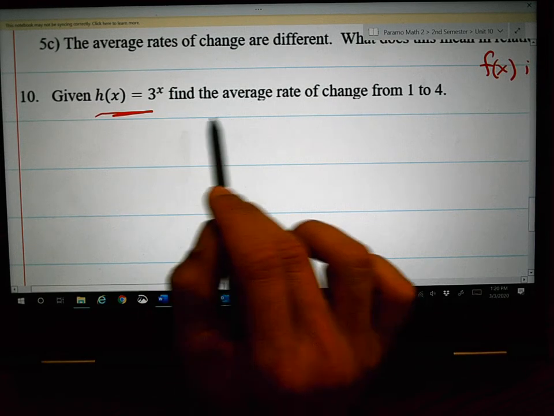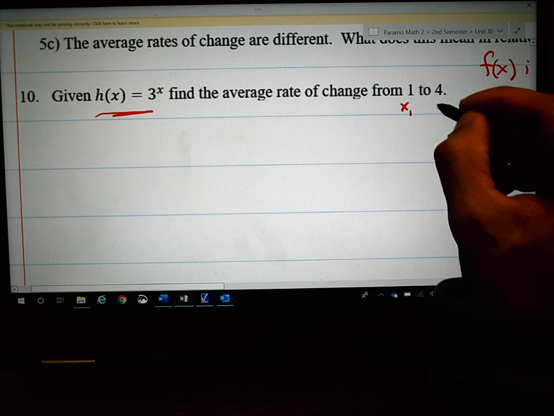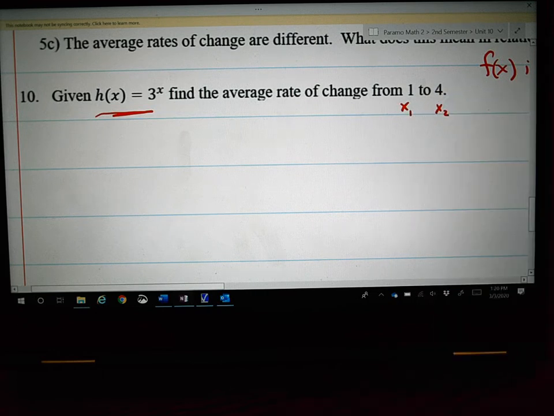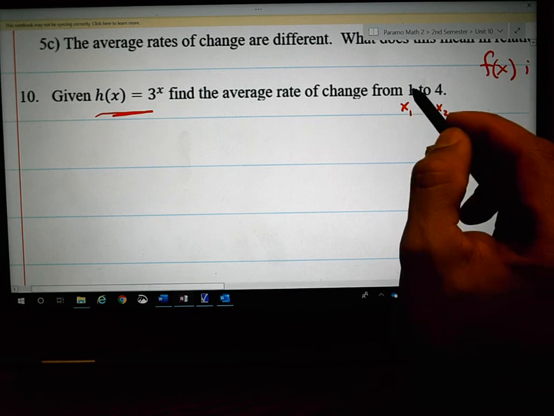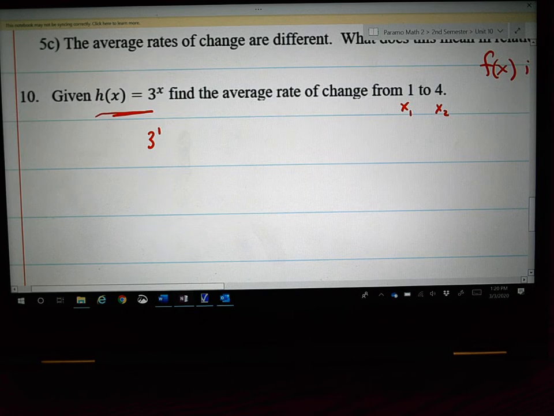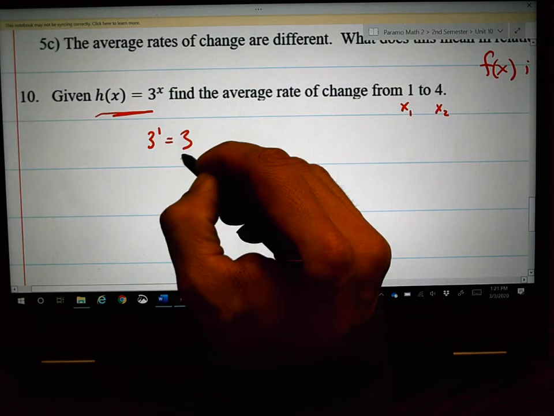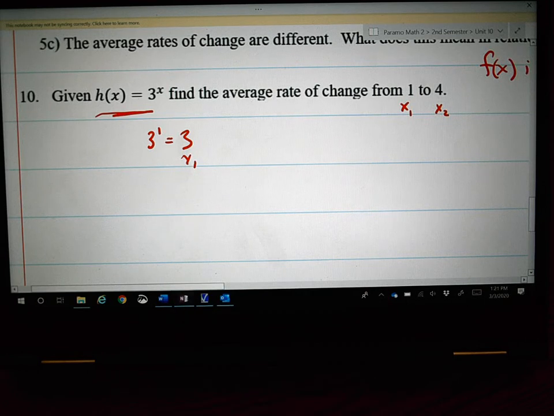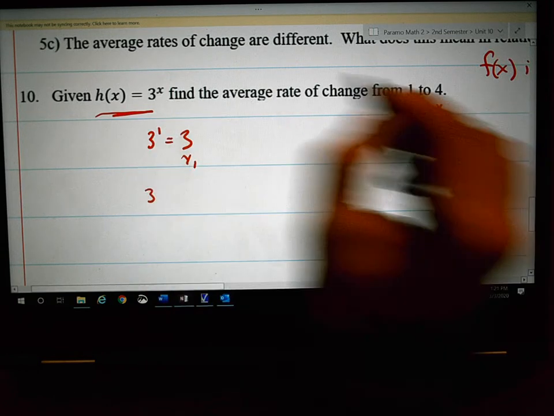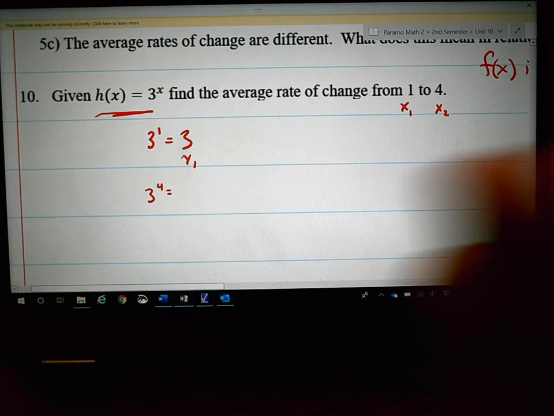Find the average rate of change from 1 to 4. This is your x1. This is your x2. If they only give you an input, how do you find the output? You have to plug that in. 3 to the first is what? That's your output. 3 to the fourth power. It means 3 times 3 times 3 times 3.